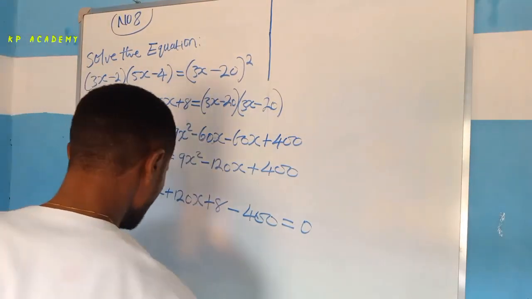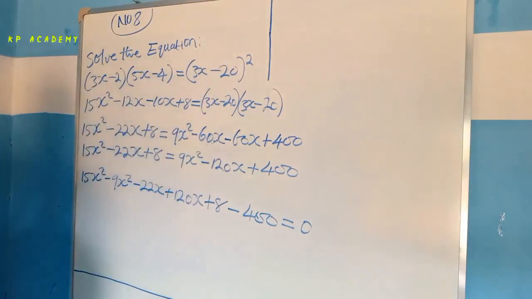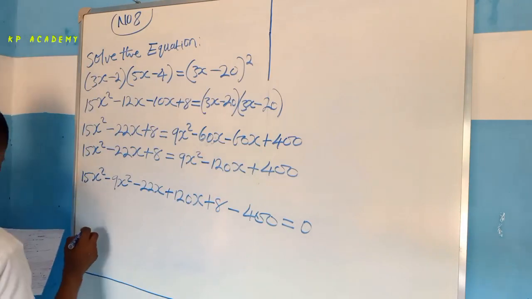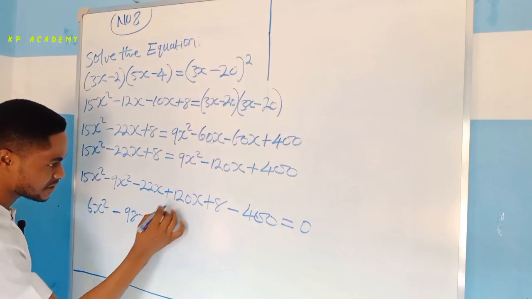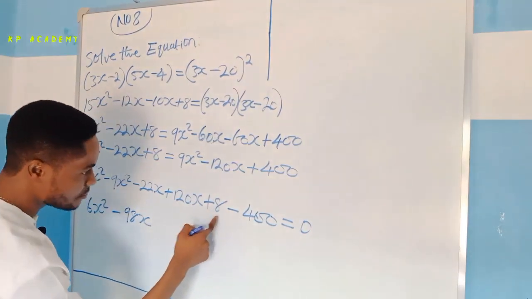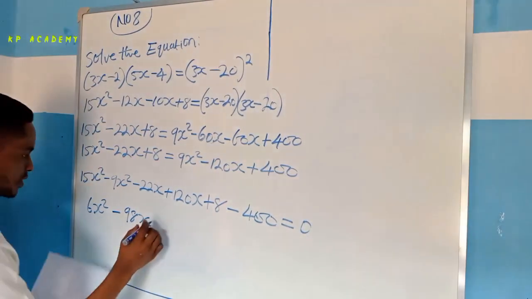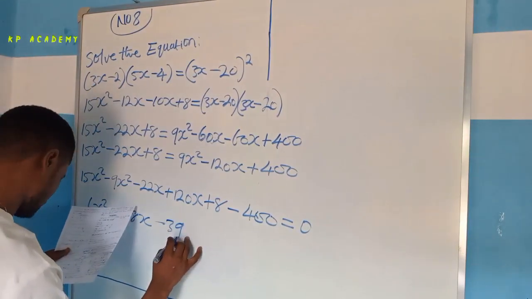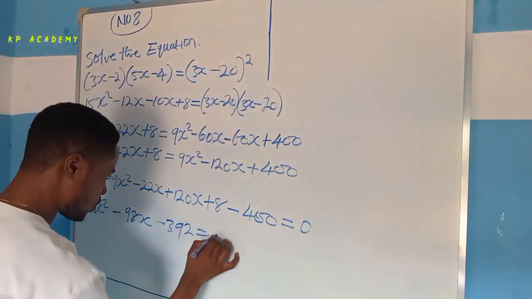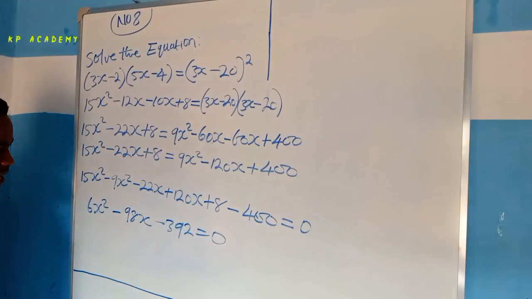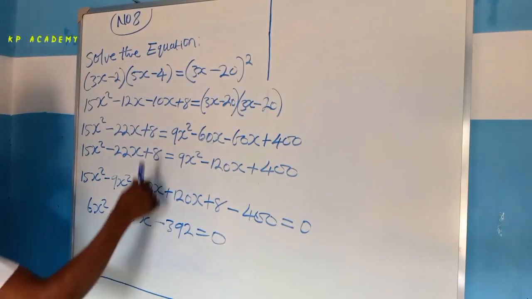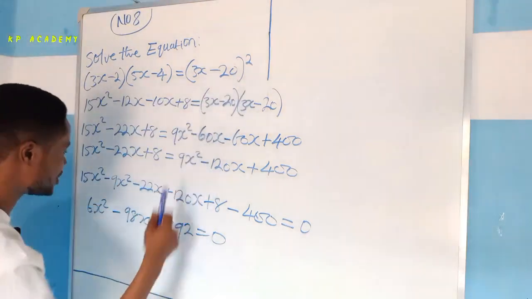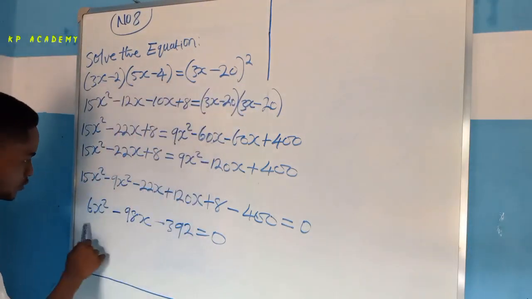Okay, so finally adding up everything, you find that this minus this will give us 6x squared plus 98x. Then 8 minus 400 will give us minus 392 equal to 0. All right, so this is what we have. Now this is nothing but a quadratic equation. This equation was given like this initially, so we had to solve all the way to this point.